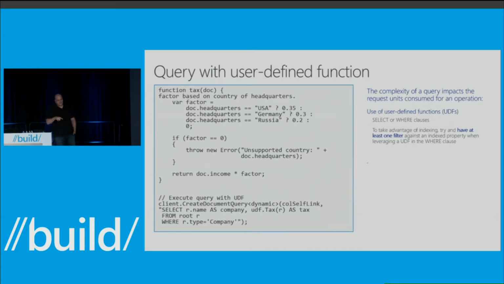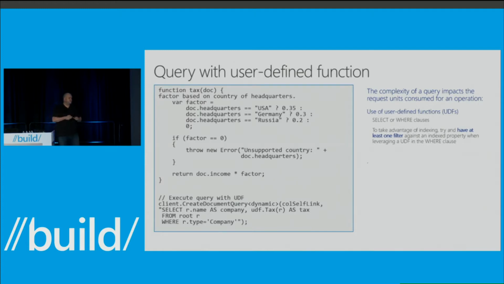If you're writing in SQL, this shows how to include the UDF in SQL. If you're writing in .NET LINQ, you can invoke the UDF from LINQ as well. So you don't have to fall back to SQL as soon as you use a UDF. You can use a UDF in a where clause. Right? So I could have said select name from company, from root, where type equals company, and tax greater than 0.2. Okay? I can do that.